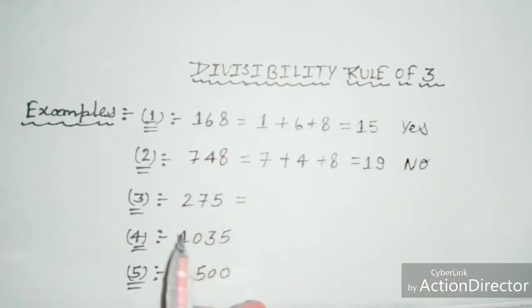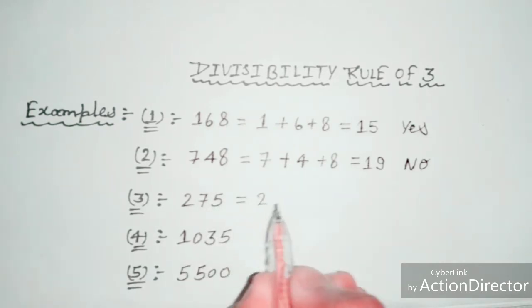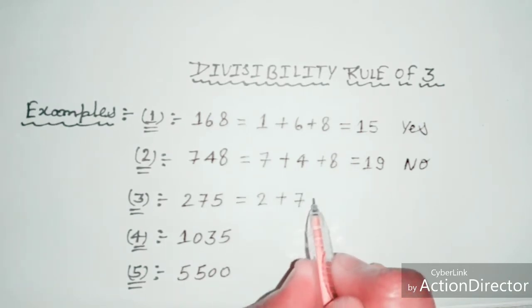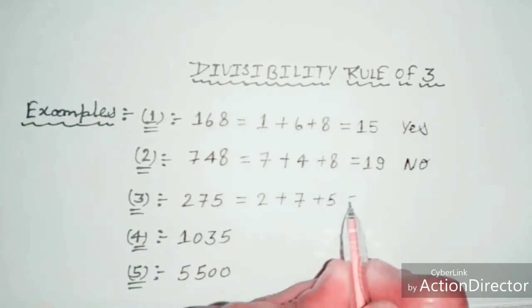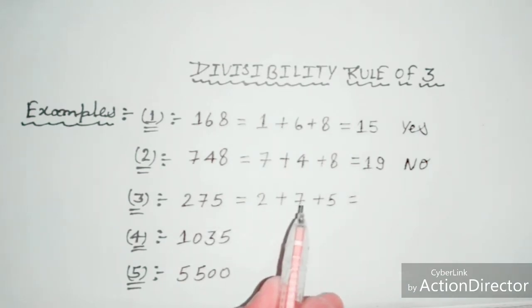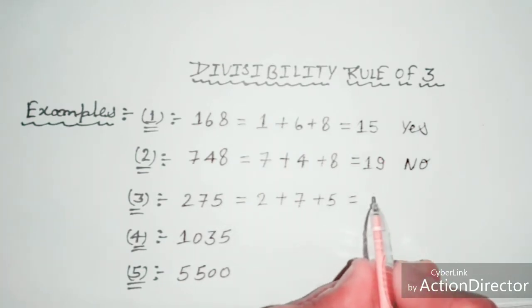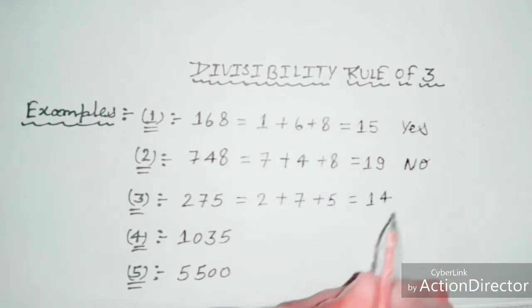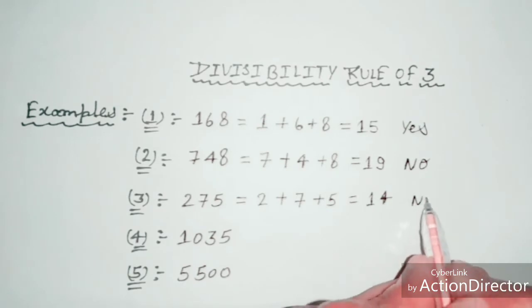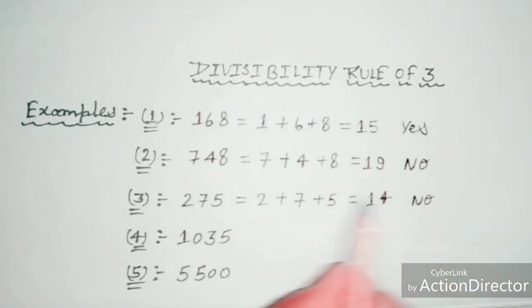Example number 3, 275. First we add all three digits, 2 plus 7 plus 5, and the sum of all three digits is 2 plus 7 is 9 and 9 plus 5 is 14, and 14 is not divisible by 3, so we say that no, the number 275 is not divisible by 3.